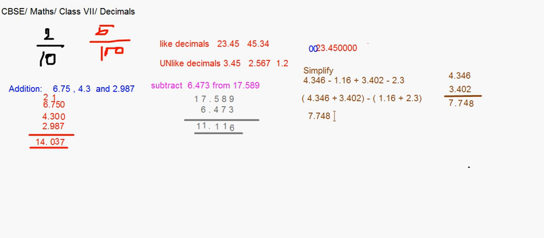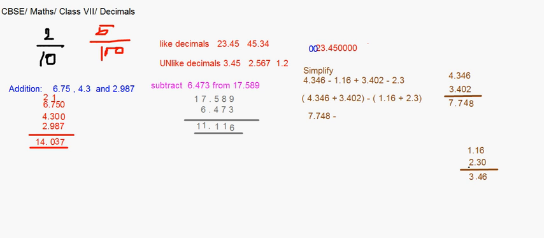7.748. You also have to add, I'm doing the rough work out here, 1.16. We'll have to add 2.3, so I need to add a 0 so that I make them like decimals, and then you add it. So this will be 6 here, this is 4, and there is a decimal, and this is 3.